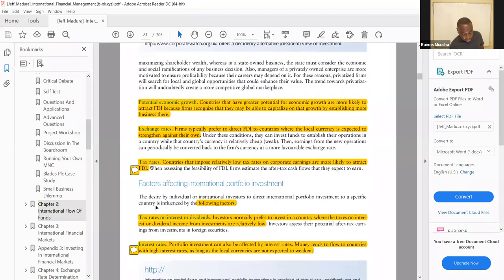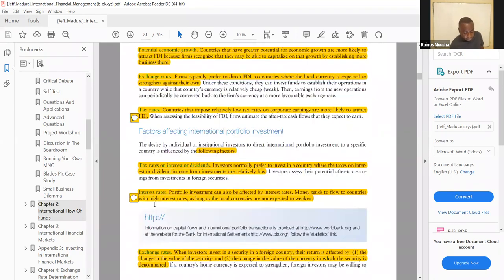All right. Next, we are going to look at factors affecting international portfolio investment. And here they say, the first factor that they talk about there is tax rates on interest and dividends.